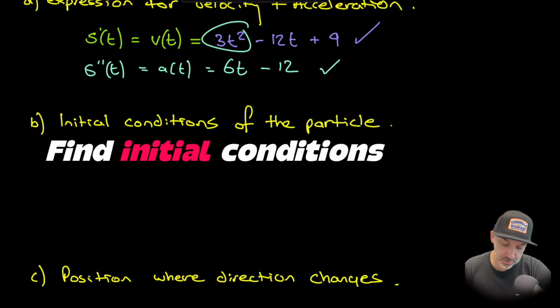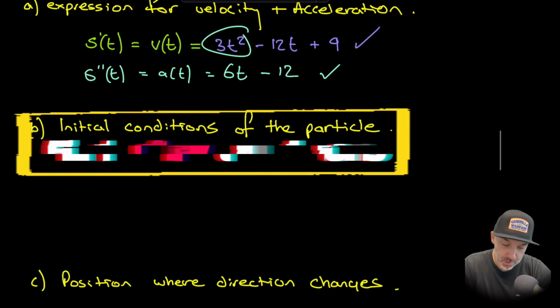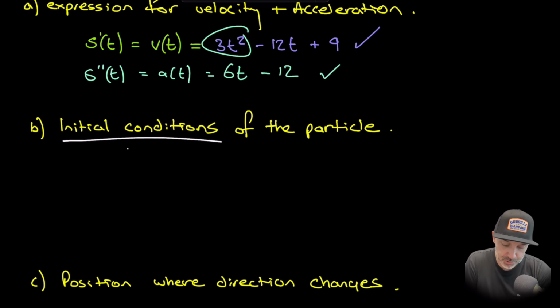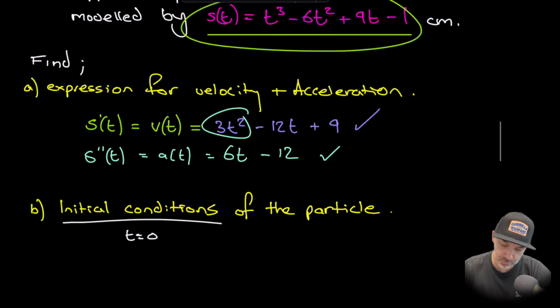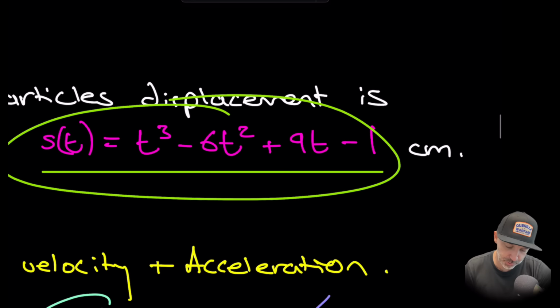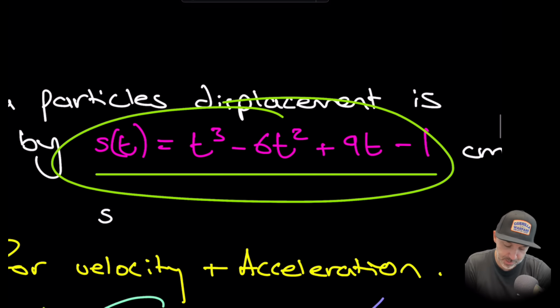What are the initial conditions of the particle? Whenever we're asked for initial conditions, that just means that time is 0. So when you plug 0 into this expression, that will give us all of the initial conditions. I'll just do it one by one. When we substitute 0 into the displacement, we will get 0 minus 0 plus 0 minus 1.